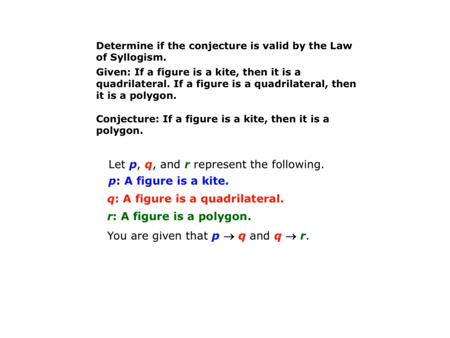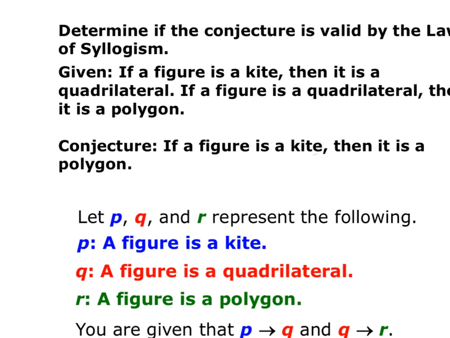Okay, now let's look at an example. Determine if the conjecture is valid by the law of syllogism. If a figure is a kite, then it is a quadrilateral. If we're just looking at the first sentence, what would our P be? If a figure is a kite. What's our Q? Then it is a quadrilateral. So this is our Q, this one's our P.